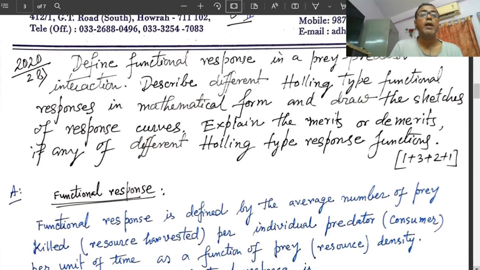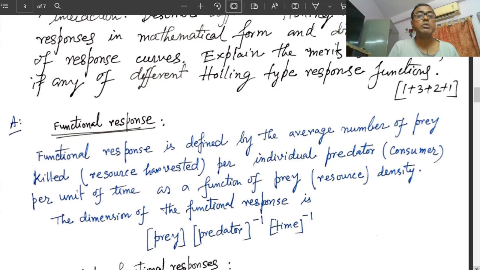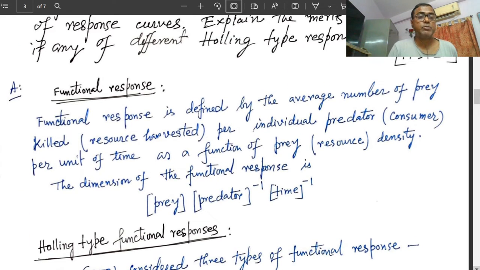Next, we define functional response in a prey-predator interaction. Describe the different Holling type functional responses in mathematical form, draw the sketches of response curves, and explain the merits and demerits. So first we define what functional response is. Functional response is defined by the average number of prey killed, that means resource harvested, per individual predator, predator meaning consumer, per unit time as a function of prey density.